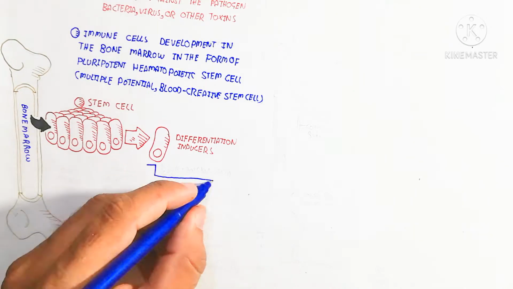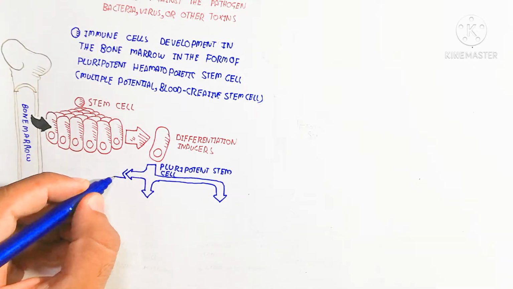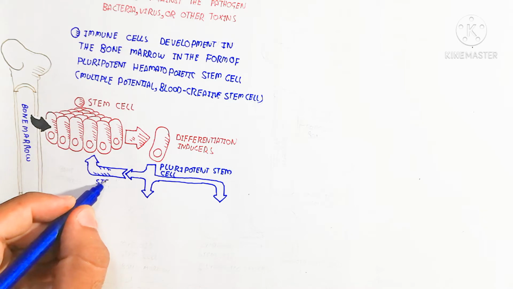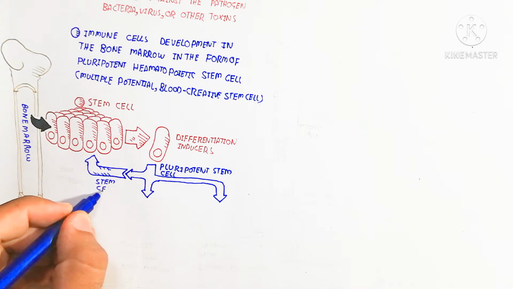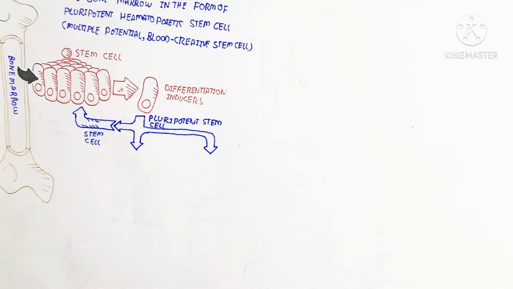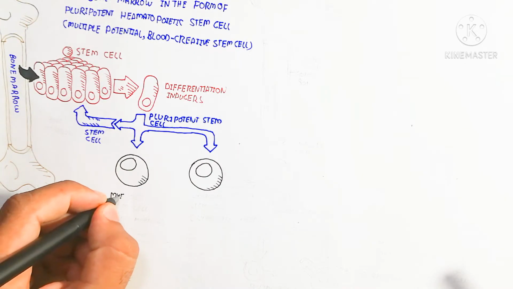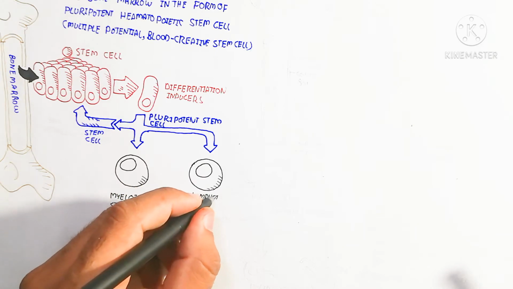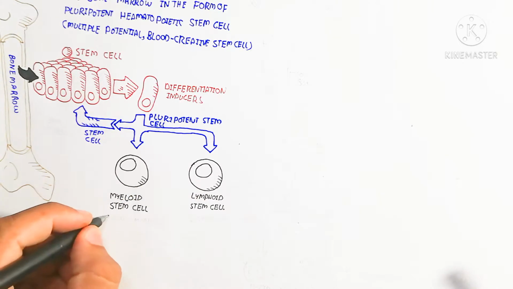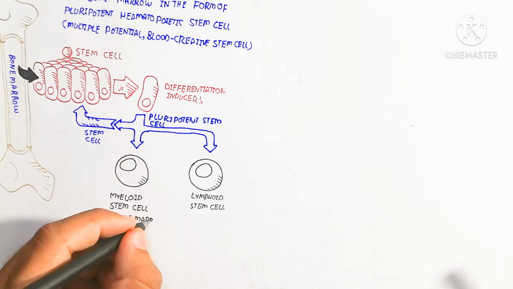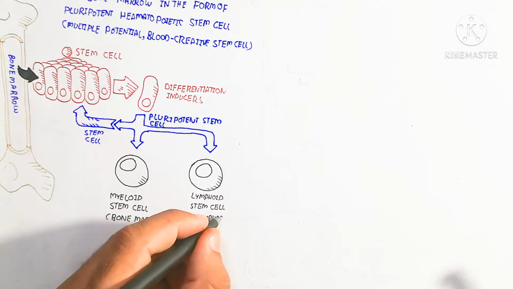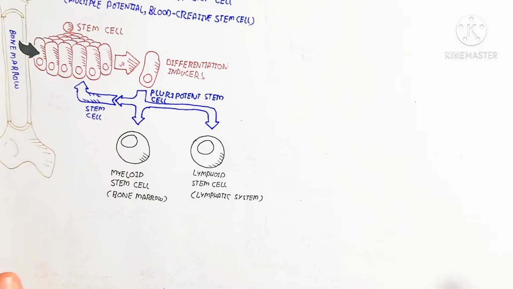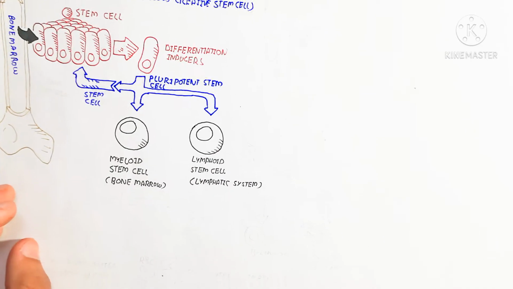while the differentiation-inducing stem cell will produce the pluripotent stem cell, which differentiates into the myeloid stem cell in the bone marrow, and the lymphoid stem cell, which is part of the lymphatic system. Here are the myeloid stem cell and lymphoid stem cell. The myeloid stem cell differentiates further into the megakaryocyte and reticulocyte. The megakaryocyte has a large nucleus and produces the platelets.